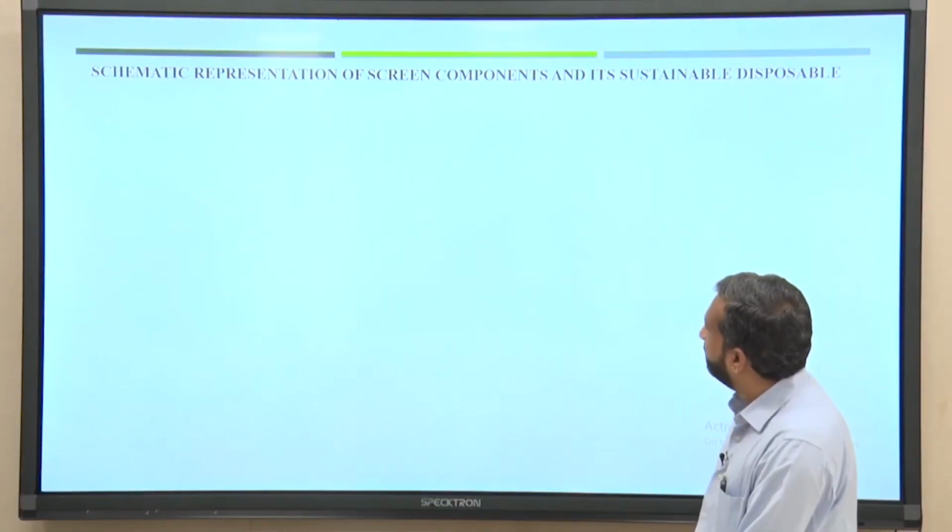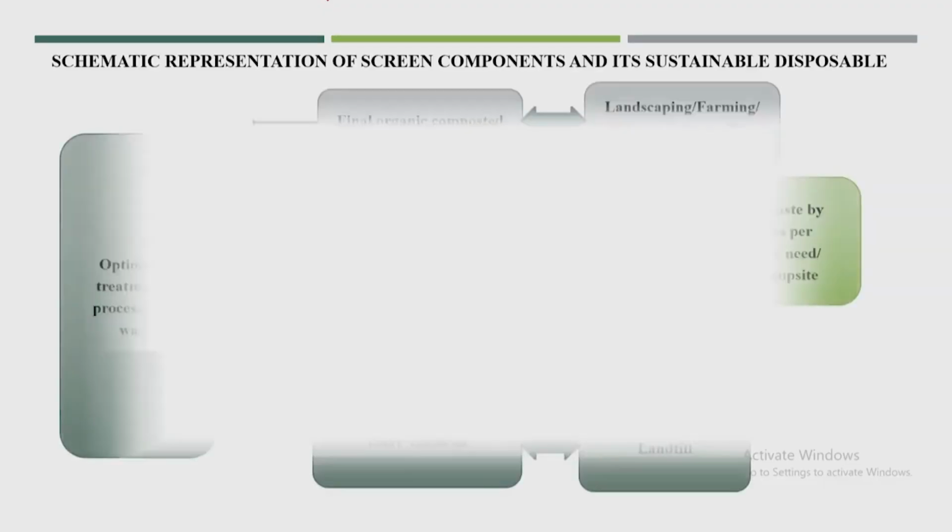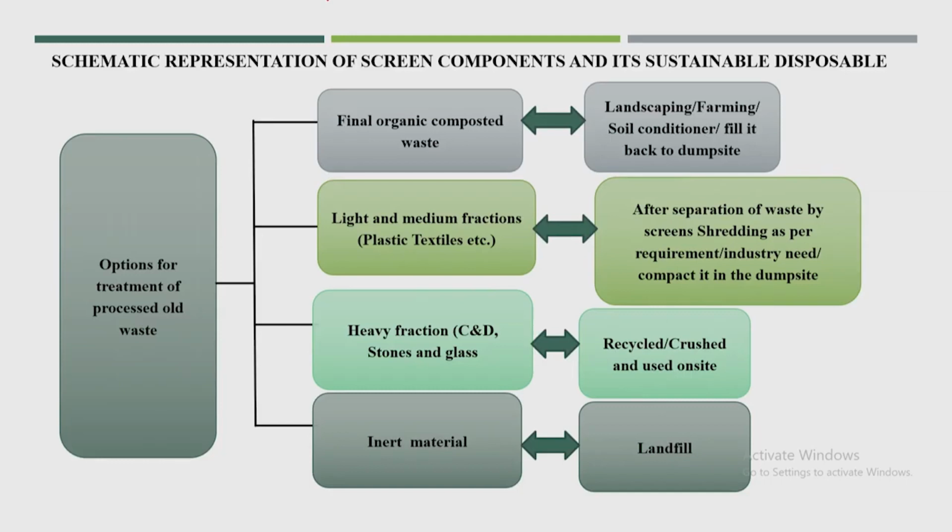Now, a schematic representation of screen components and their sustainable disposal. This is again a simple explanation of the segregated or screened material components and what could be the sustainable disposal for them. For the final organic compostable waste, it can go for landscaping, farming, be used as soil conditioner, or be filled back into the dump site. The daily cover you can make out of that. The light and medium fractions, after separation of waste by screen shredding, as per the industry's requirement, can be compacted into the dump site.